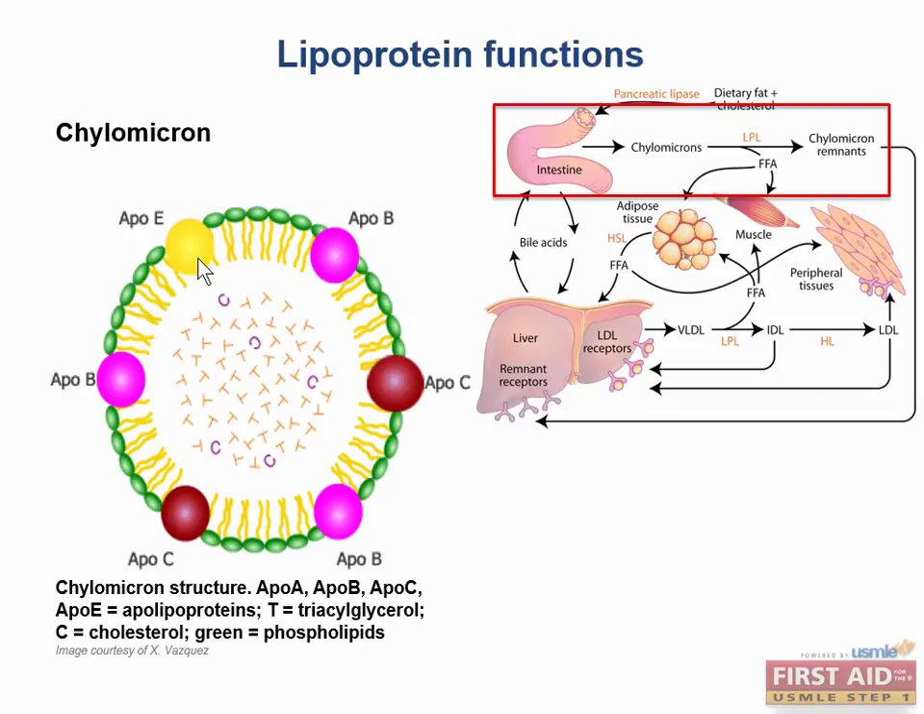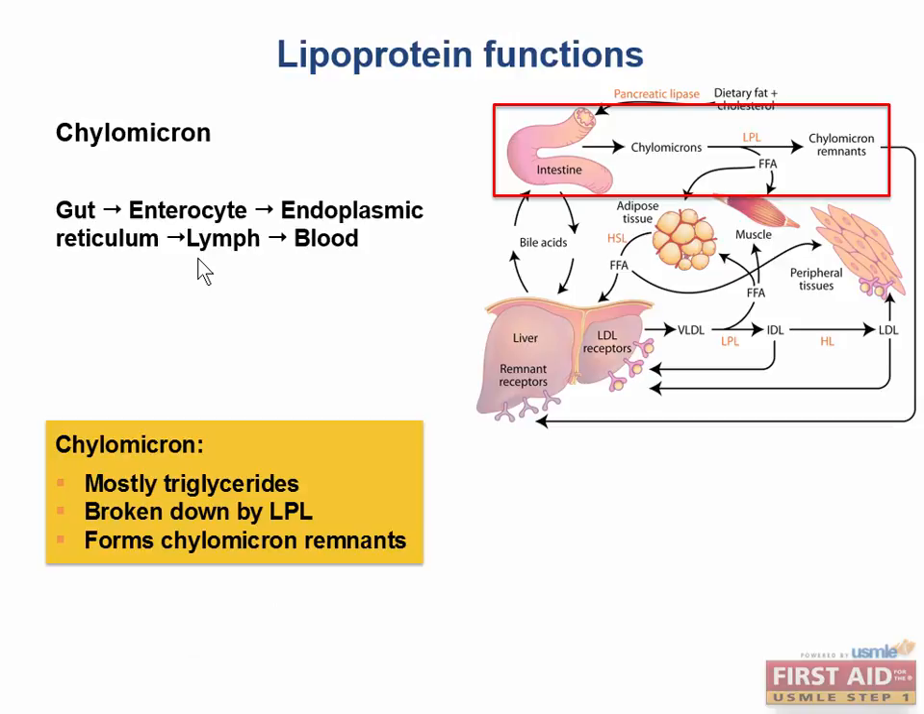From the intestine, chylomicrons enter the lymph system and go through the thoracic duct before reaching the bloodstream. What is the main function of a chylomicron? Well, the main role of chylomicrons is to deliver dietary triglycerides to peripheral tissues. Chylomicrons contain mostly triglycerides and only a small amount of cholesterol.